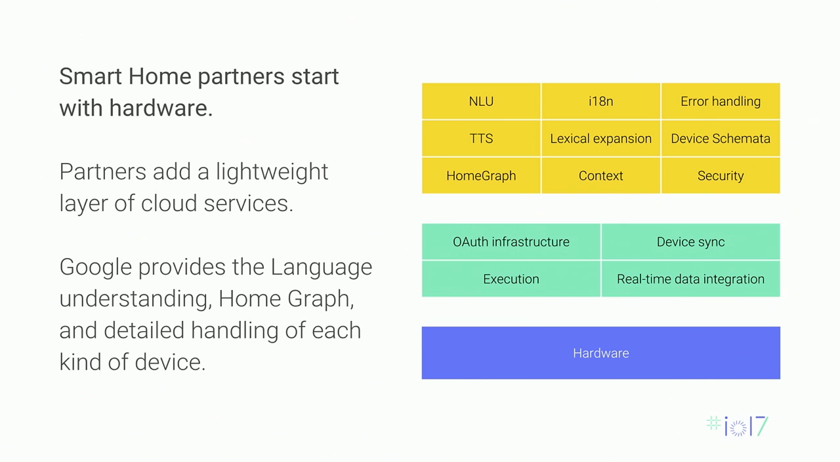The natural language understanding, the speech generation, the personality, the home graph that Mark talked about, internationalization and context and error management, and all of these sort of complex schemas of what does it mean to be a washing machine and how do users interact with washing machines. We apply learning, we apply a lot of our AI to these engines, so they keep getting better, and everything we improve, you get the improvements on as well.